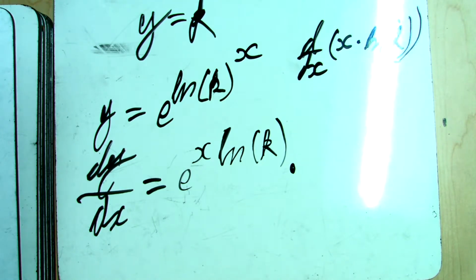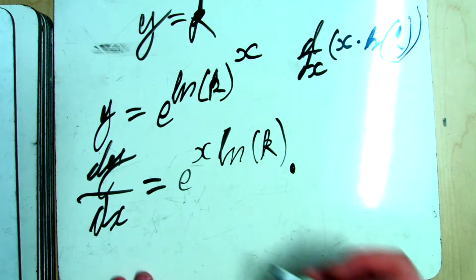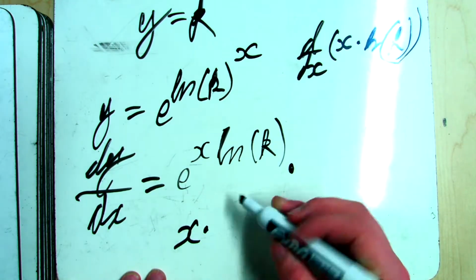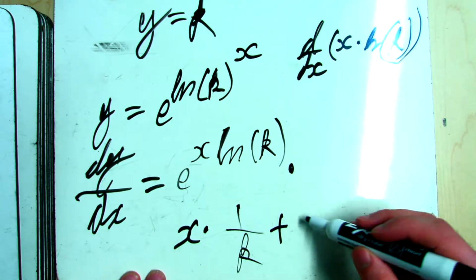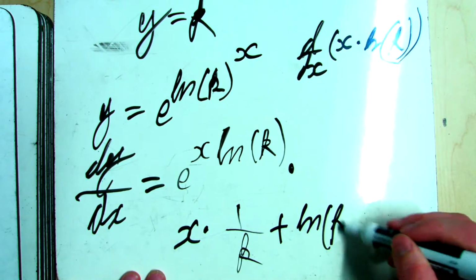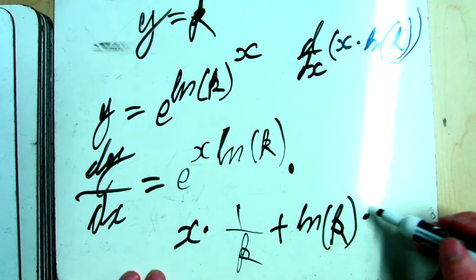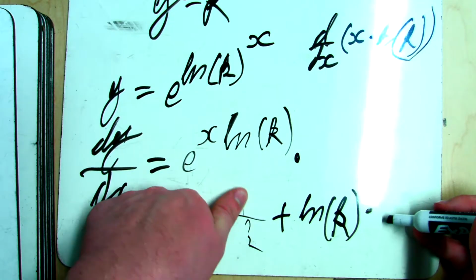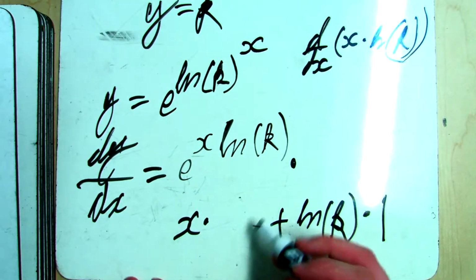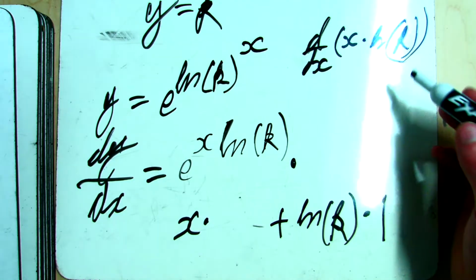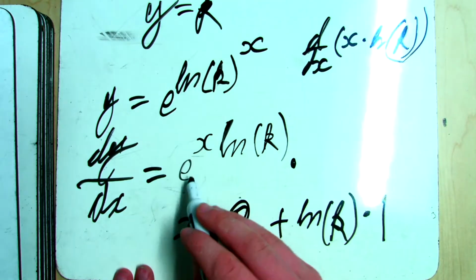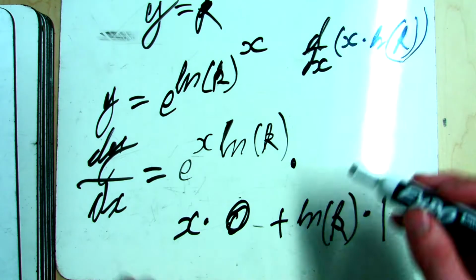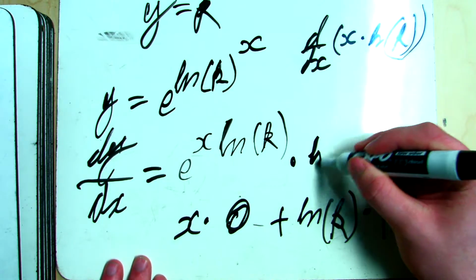Now, in order to do so, we simply do the multiplicative rule, which is the first times the derivative of the second, 1 over k, I will explain why in a bit, plus the second multiplied by the derivative of the first, which is 1. Now, since the derivative of the natural log of a constant is still a constant, so it's going to be 0, meaning we'll have e to the power of x times the natural log of k times the natural log of k.